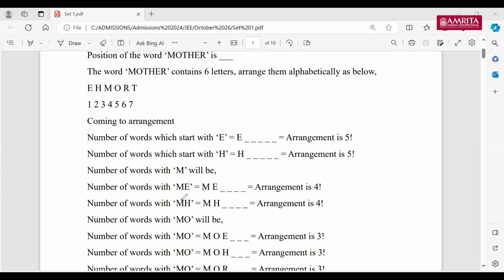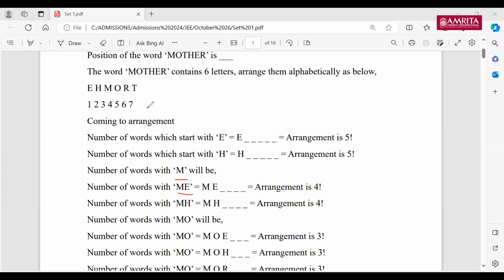The first one is the ME combination. If I'm taking the letter M, I'm going to form words with M. I'm just going to take it as ME. The first combination is ME. Then there are the remaining 4 places.